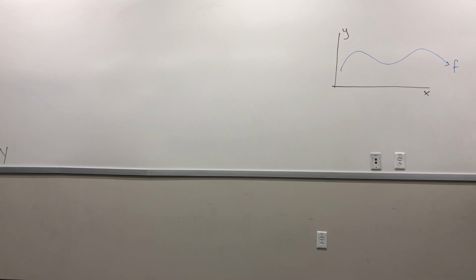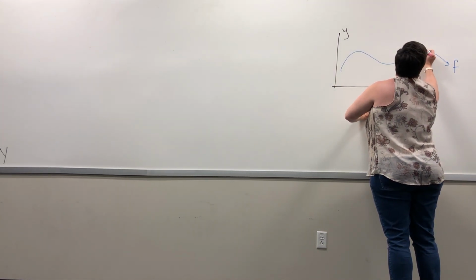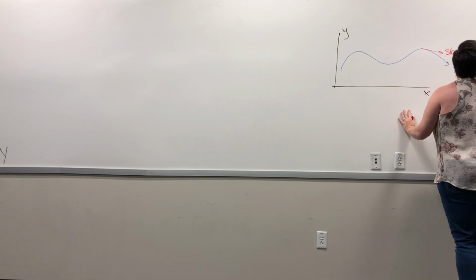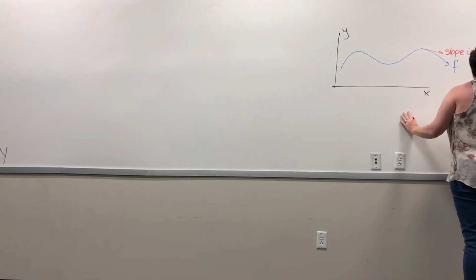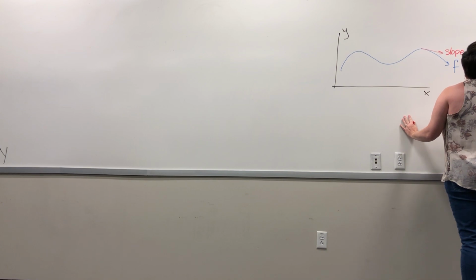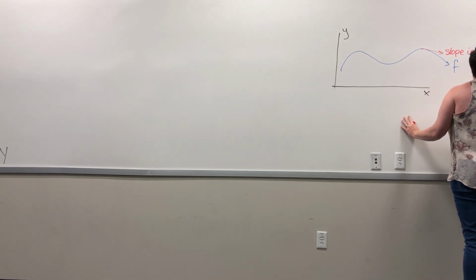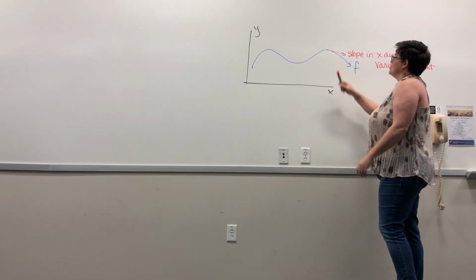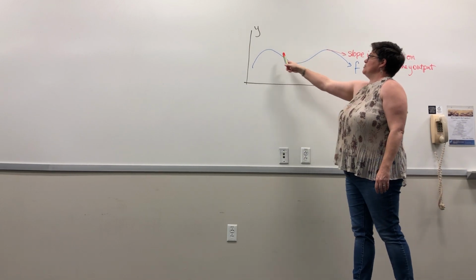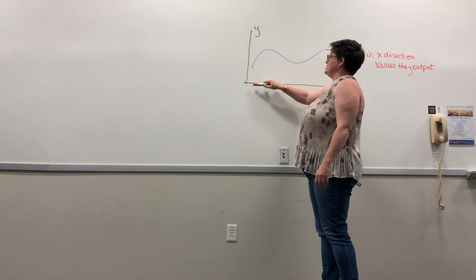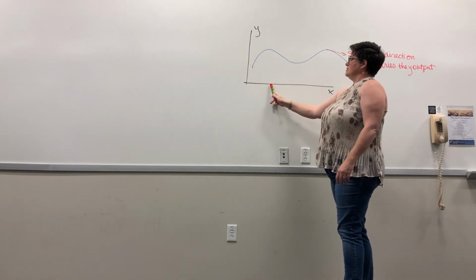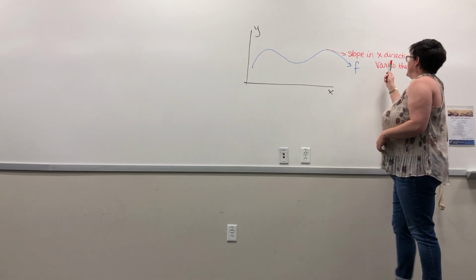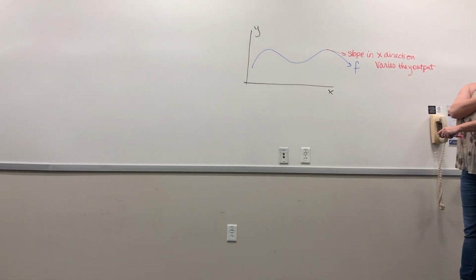You can see how the slope in the x direction varies the y output, doesn't it? So change a different x, get a different slope. Change a different x, get a different slope. X, slope, right? So we can say that the slope in the x direction says how much y is going to grow.